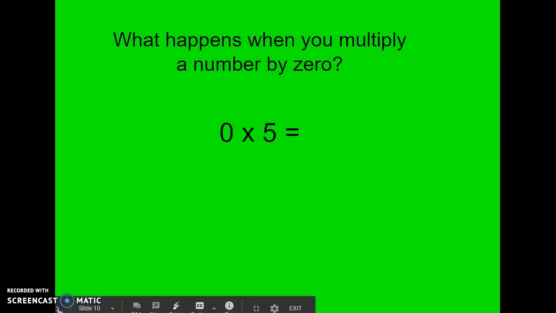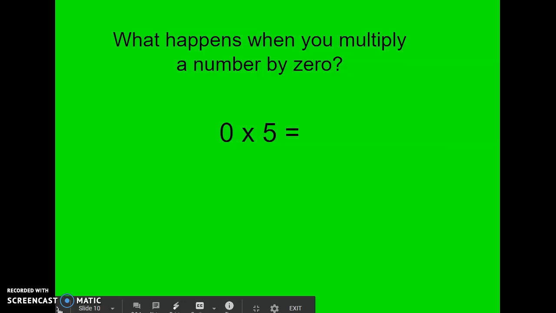Okay, the next one. What happens when you multiply a number by 0? So if you have 0 and you multiply it by 5, or you times it by 5, it can also mean 0 lots of 5, 0 groups of 5. What will your answer be? Think carefully about this one. This is one that some people find a bit tricky, until you think a bit more carefully about it. So have a think about it before I show you your answer.